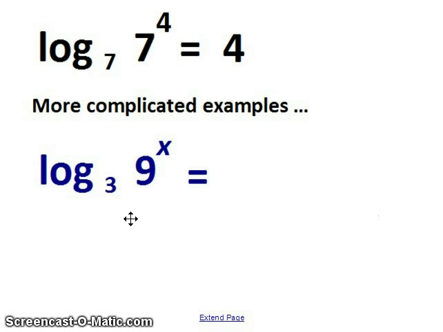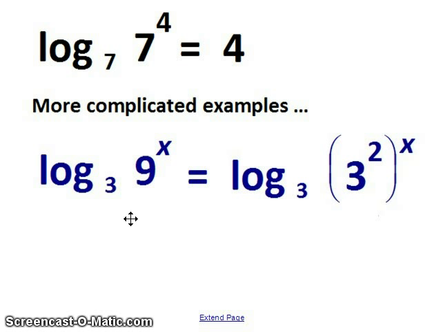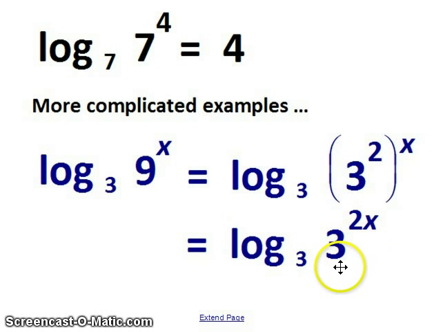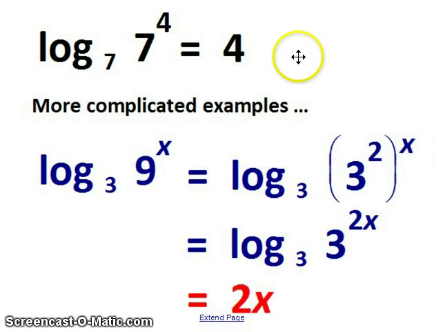Remember, 9 is simply 3 squared. Now the bases match. The parens aren't doing anything to protect anything any longer. You can distribute that x through, or multiply the 2 times the x, I should say. And so what we've got is simply matching bases, log base 3 of 3 to the 2x power. And now we're going to apply the same rule that we had up here, and we're going to find that the end result turns out to be 2x.